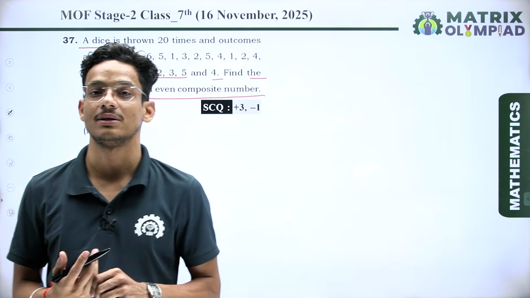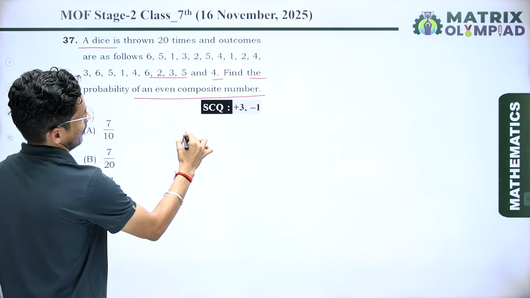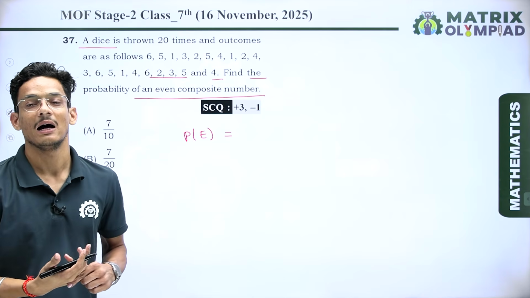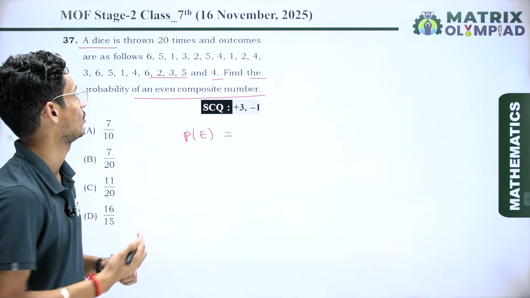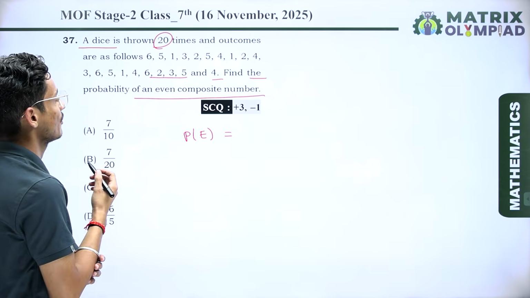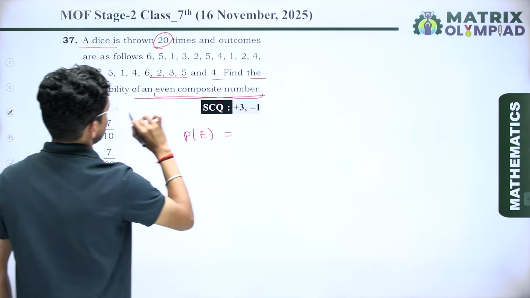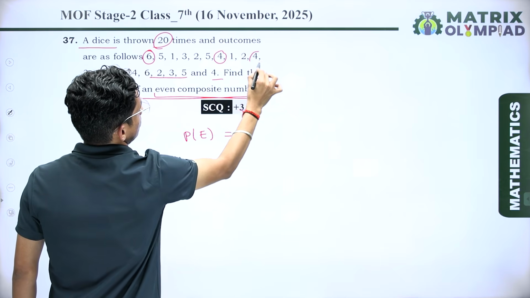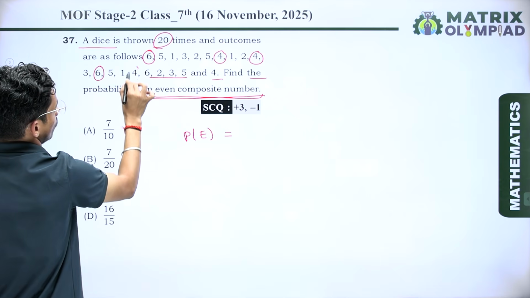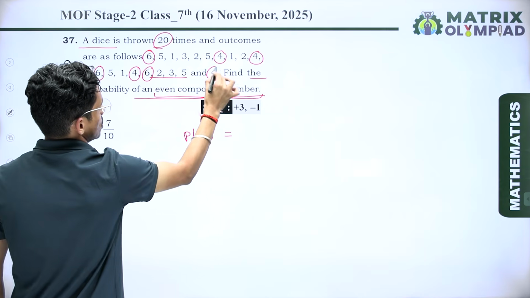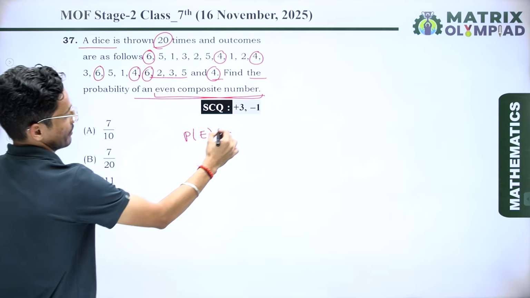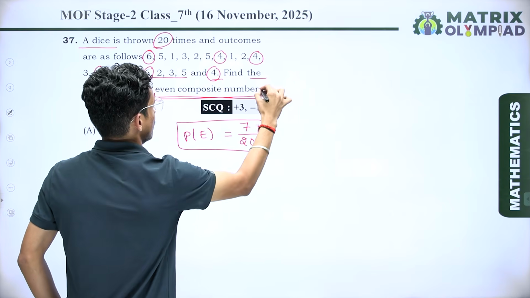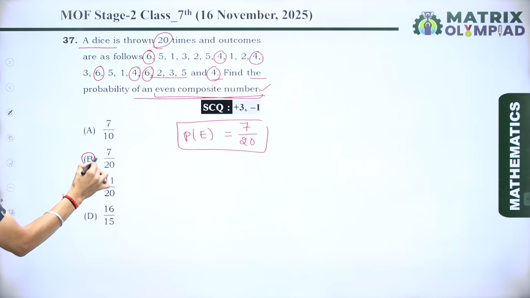So we know probability, that is probability of even composite number, that is, we know the formula of probability, that is favorable outcomes divided by total possible outcomes. So here we have total possible outcomes, that is 20, and favorable outcomes, that is we have to find the even composite number. So let's count. 6 is even composite number. 1 2 3 4 5 6 7. So here we have total even composite number, that is 7, and total possible outcomes, that is 20. So the probability of even composite number, that is 7 upon 20. It means option number B is the correct answer.